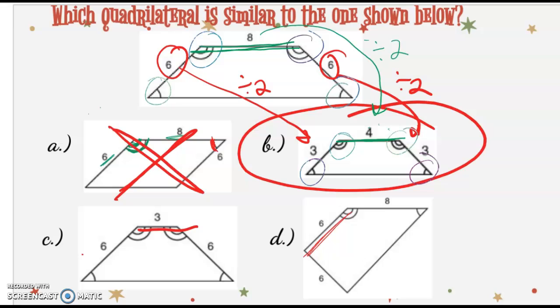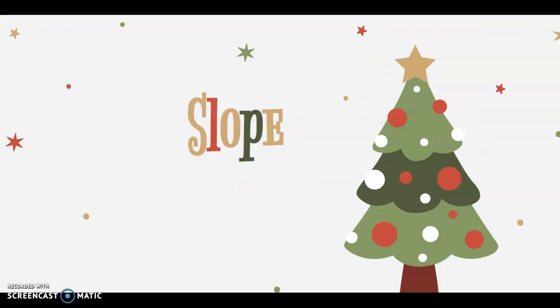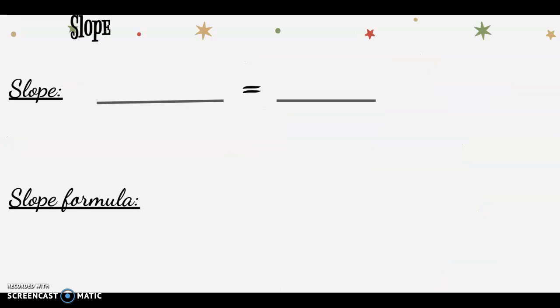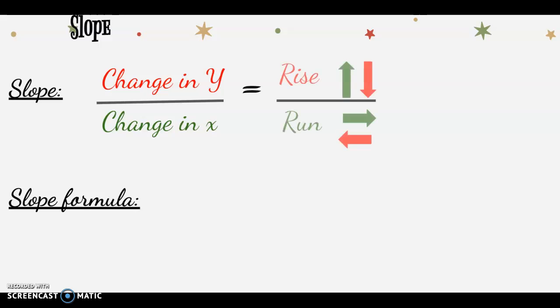So now that we've reviewed about similarities and dilation, let's move on to slope. So slope, everybody's favorite thing in the world, right? Well, let's review real quick. What is slope? Well, slope is the change in y over the change in x. How much my y amounts are changing versus my x amounts. So remember, rise over run.